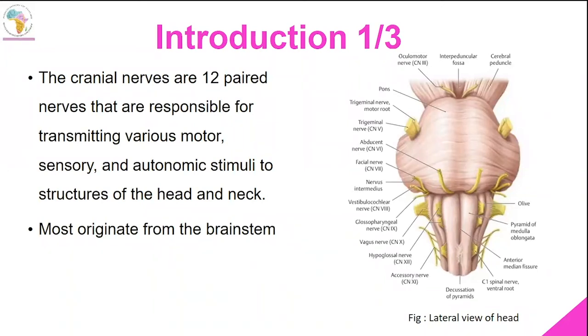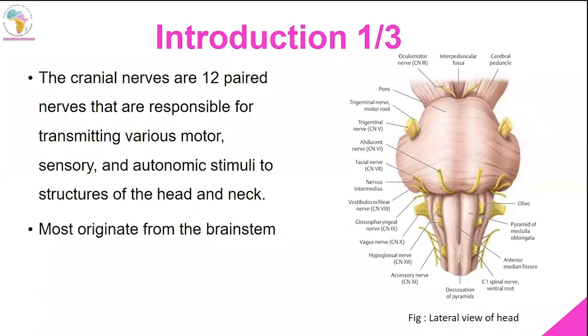So what are the cranial nerves? The cranial nerves are 12 paired nerves that are responsible for transmitting various motor, sensory, as well as autonomic stimuli between structures of the head and neck, as well as the thorax and abdomen. Most of these cranial nerves originate from the brainstem, with an exception of at least 3, which are the accessory cranial nerve, the olfactory cranial nerve, as well as the optic cranial nerve, strictly speaking, as we'll be able to see during the course of the presentation.